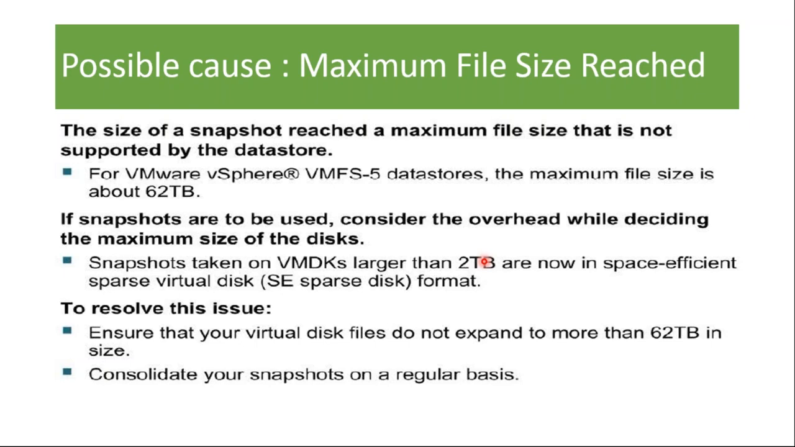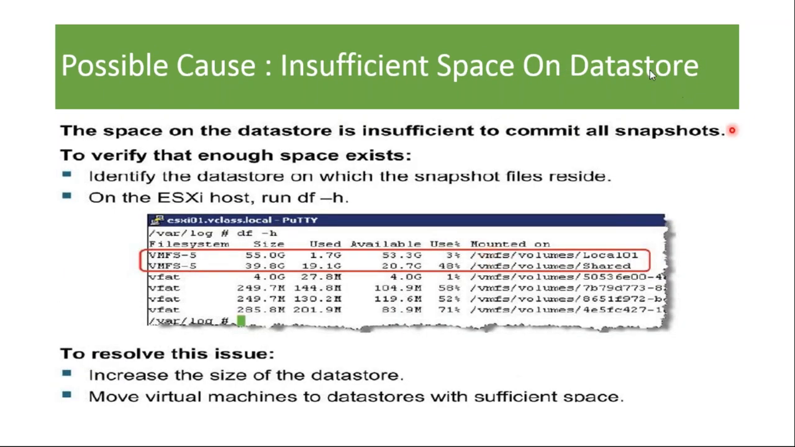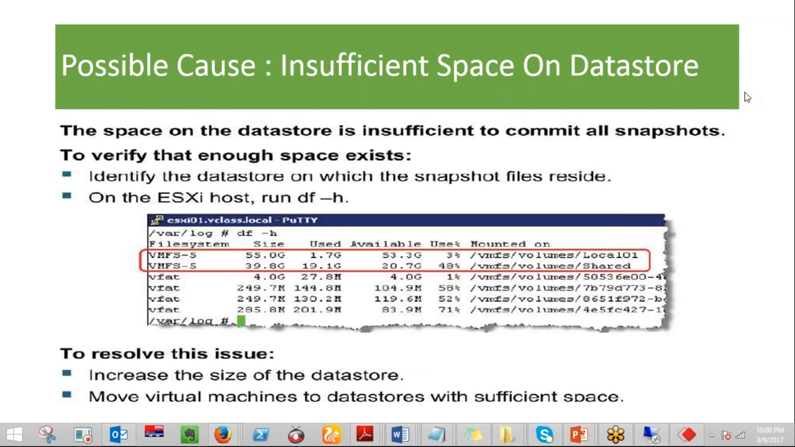Okay, I am moving to the next slide. So, possible causes for your snapshot commit issue: insufficient space on your data store. The space on the data store is insufficient to commit all snapshots. To verify that enough space exists, log into the ESXi host through SSH and run the following command: df -h. Then you will be able to see the following information.